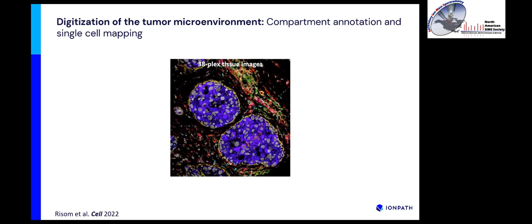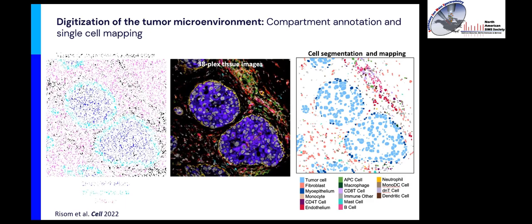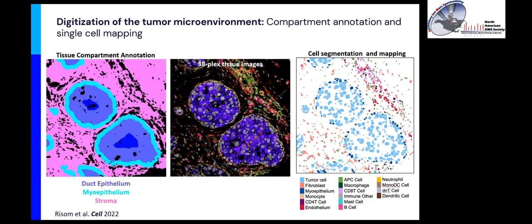And so we have that 38-plex tissue image, and we need to, again, segment that, find out what cell types are there. That is pretty standard at this point. We can identify the individual cells within that tissue image, do classification to figure out what types of cells those are. But in addition, in this study, there's also a tissue compartment annotation.